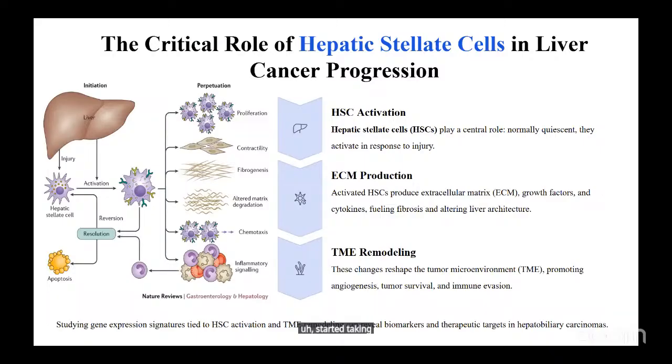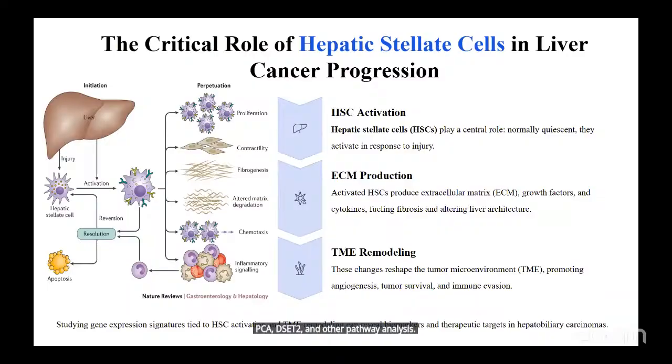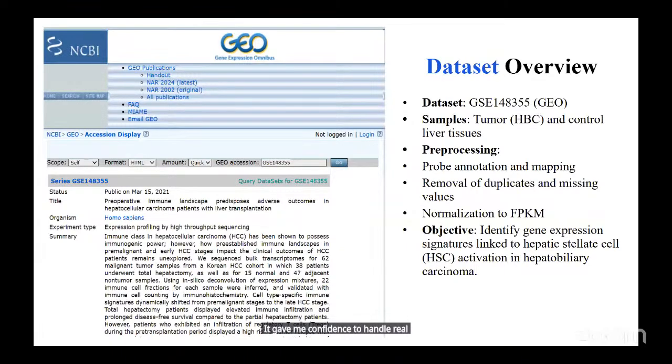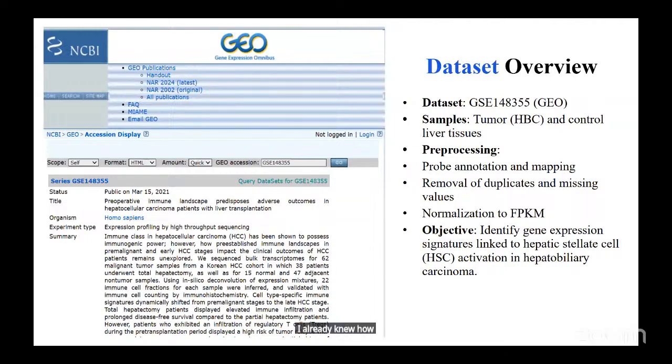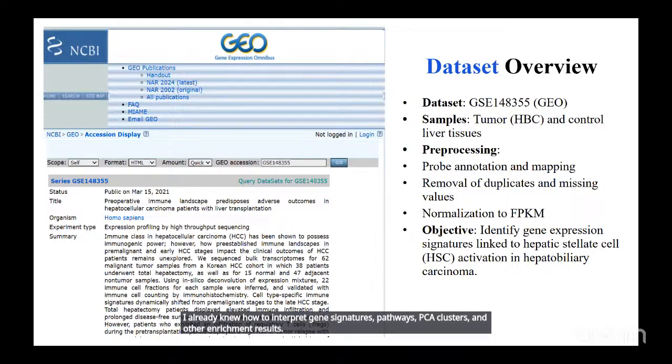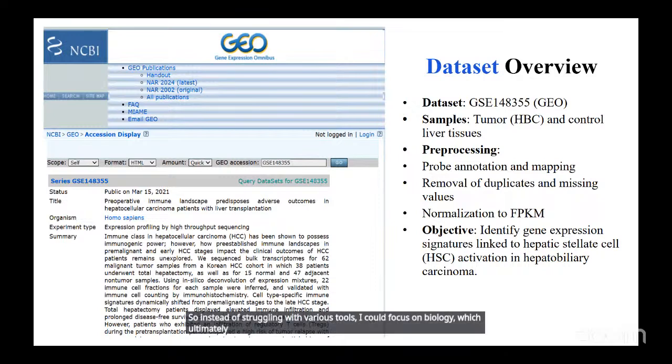started taking the transcriptomics training for that. I took a 2-month training program from the OmicsLogic platform, where I learned everything from raw data pre-processing to normalization, PCA, DESeq2, and other pathway analysis. It gave me confidence to handle real-world data sets. The training made a big difference because when I started the HBC project, I already knew how to interpret gene signatures, pathways, PCA clusters, and other enrichment results. So instead of struggling with various tools, I could focus on biology, which ultimately made the project stronger and more meaningful.